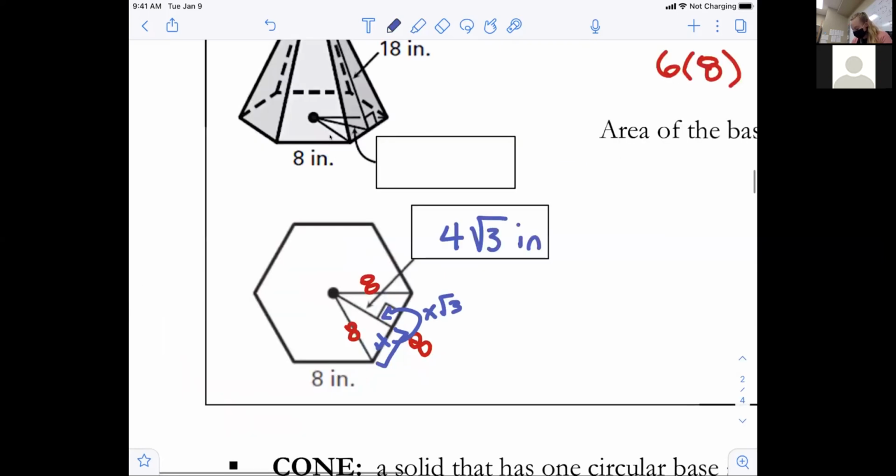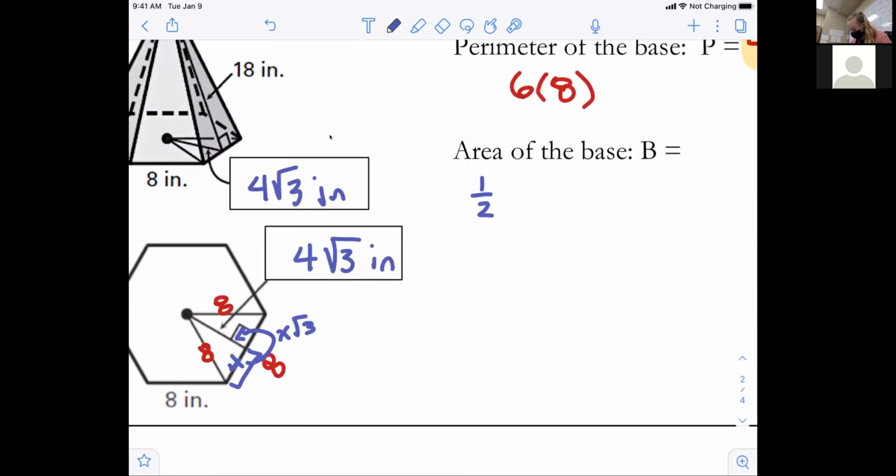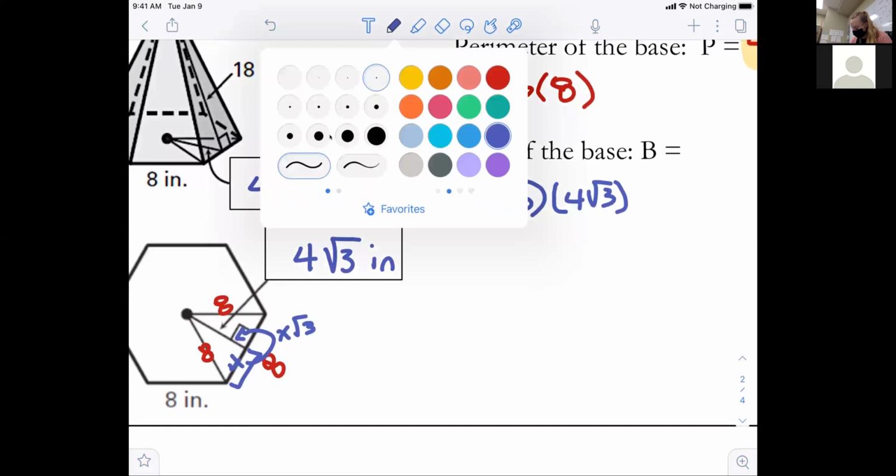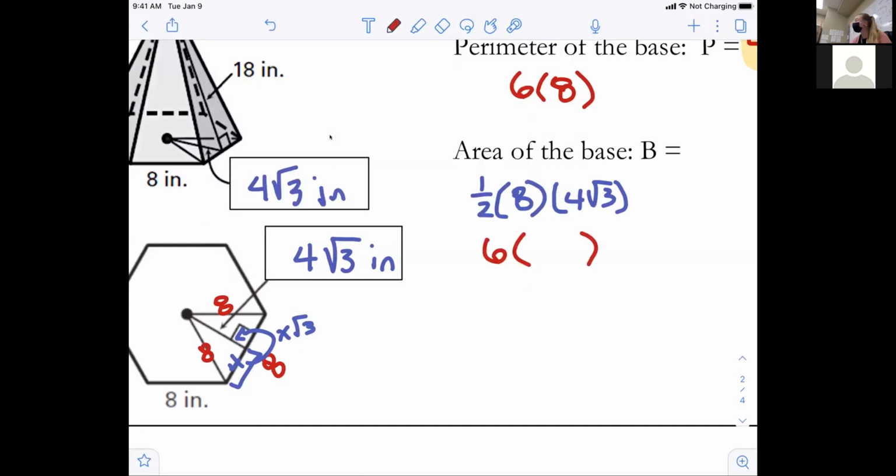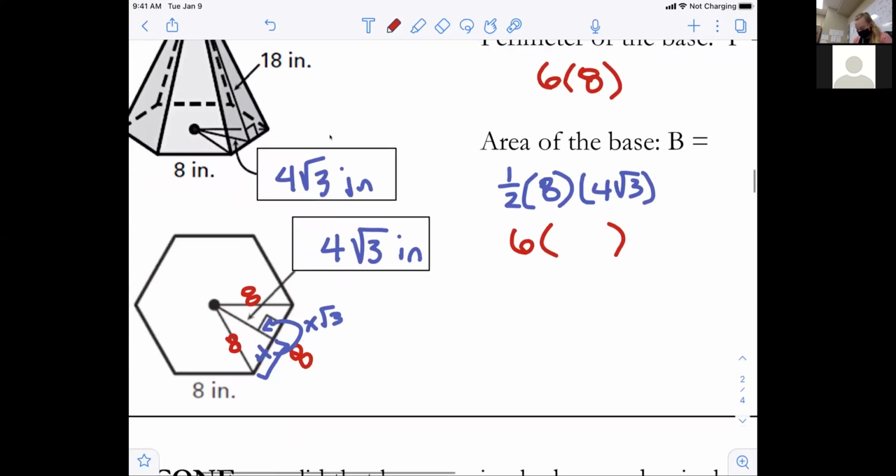That's the same box as this up here. Those are both 4 root 3 because it's pointing to the same line. Area of the base is going to be 1/2 of my base, 8, times 4 root 3. And then whatever that answer is, I'm going to do 6 times it. Because in my hexagon, there's 1, 2, 3, 4, 5, 6 little hexagons, or little triangles, excuse me.